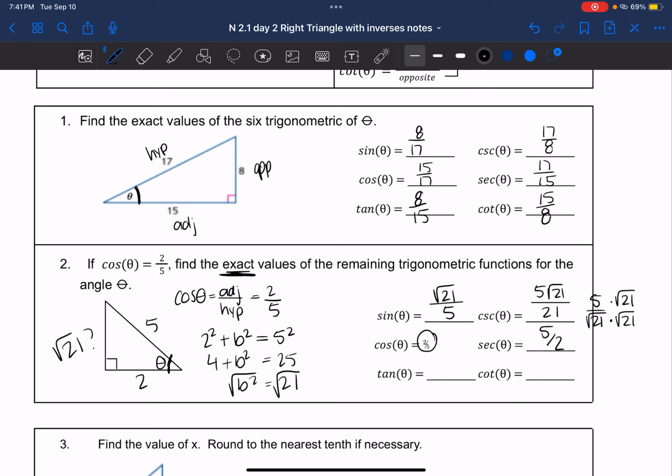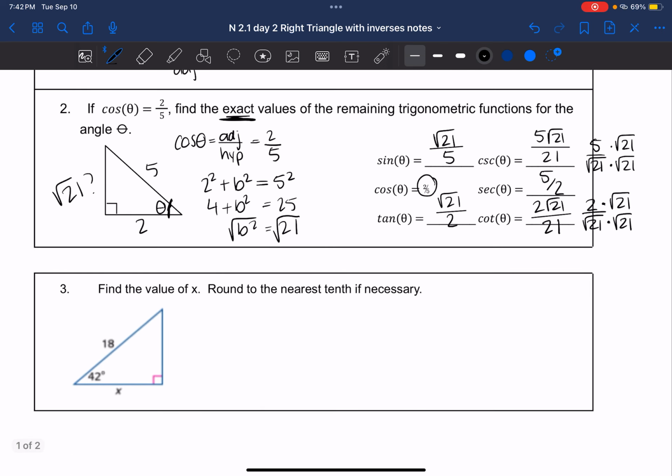Tangent is opposite, which is square root of 21, over adjacent, which is 2. The reciprocal of that would be 2 over square root of 21, but again, we can't leave that in the denominator, so we have to rationalize. 2 times square root of 21 is 2 square root of 21, over square root of 21 times square root of 21, which is just 21.